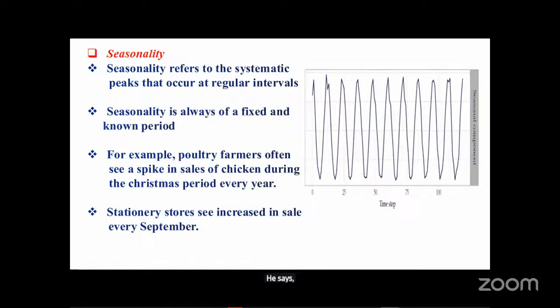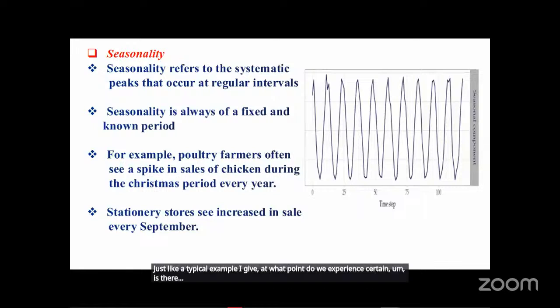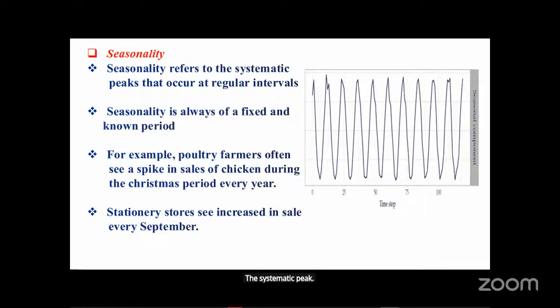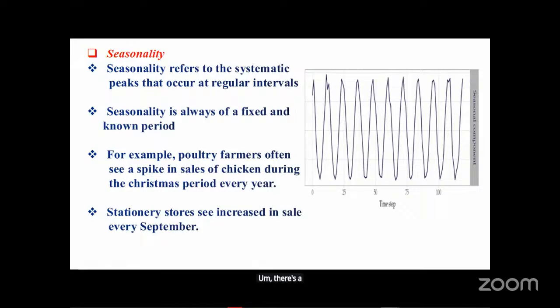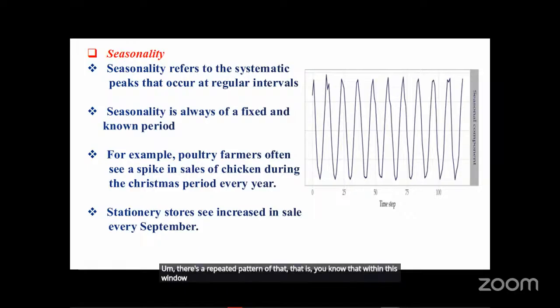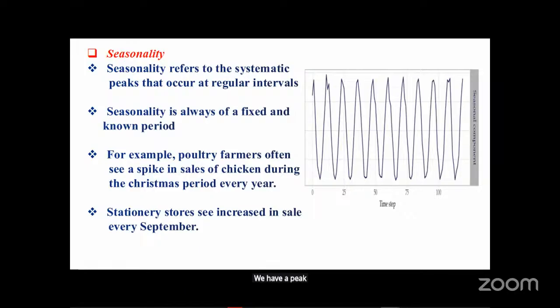Seasonality refers to the systematic peak that occurs at regular intervals. So seasonality is always of a fixed and known period. For instance, a typical example I give: at what point do we experience a systematic peak that occurs at regular intervals? For some diseases, it has been established that at certain periods of the year there is a repeated pattern. You know that within this window and this window, we have a peak of certain disease cases in that particular location.